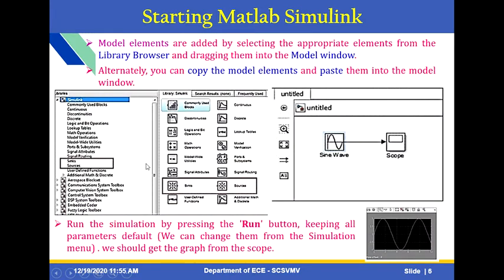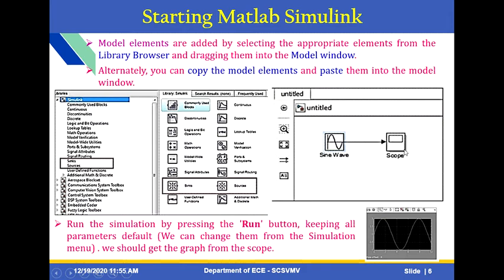Here, for example, this is a clear view. You will get starting Simulink: elements are added by selecting the appropriate elements from the library browser and dragging them into the model window. Alternatively, you can copy and paste. For example, in Simulink blocks, here are sinks and sources. In sources, you can select the sine wave generator. In sinks, you select output devices.